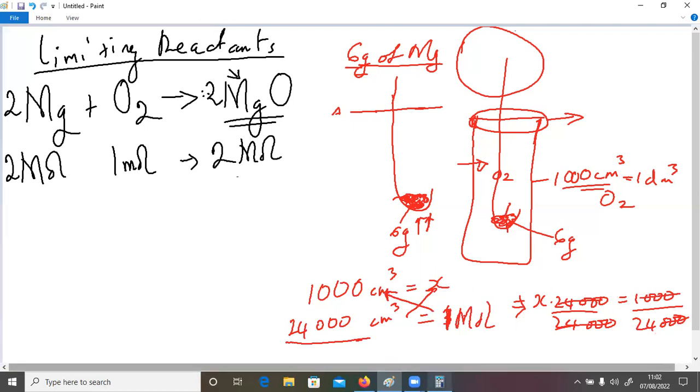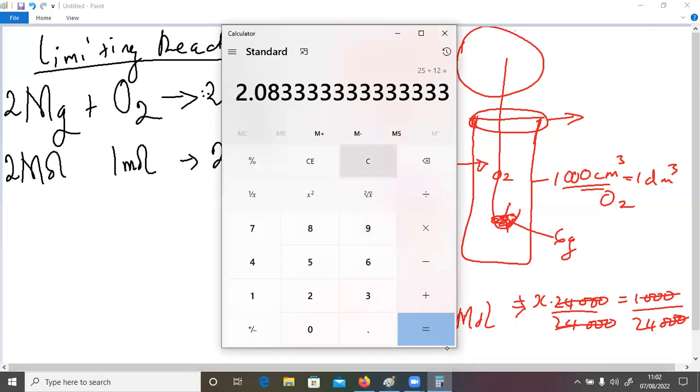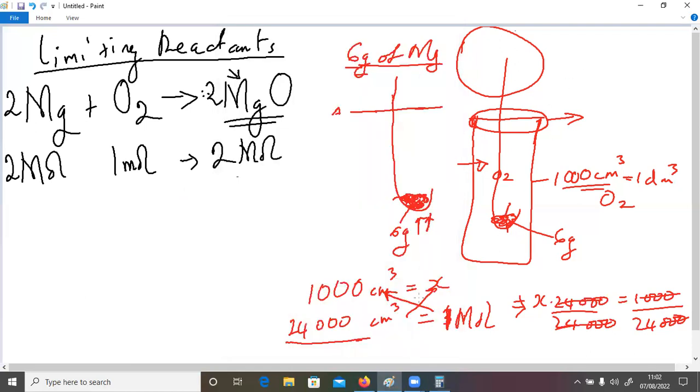If we use our calculator, the moles of oxygen is 1 divided by 24, which gives us something like 0.042, usually to two decimal places. So 0.042 moles of oxygen. Now you see, this is the number of moles of oxygen which we have.